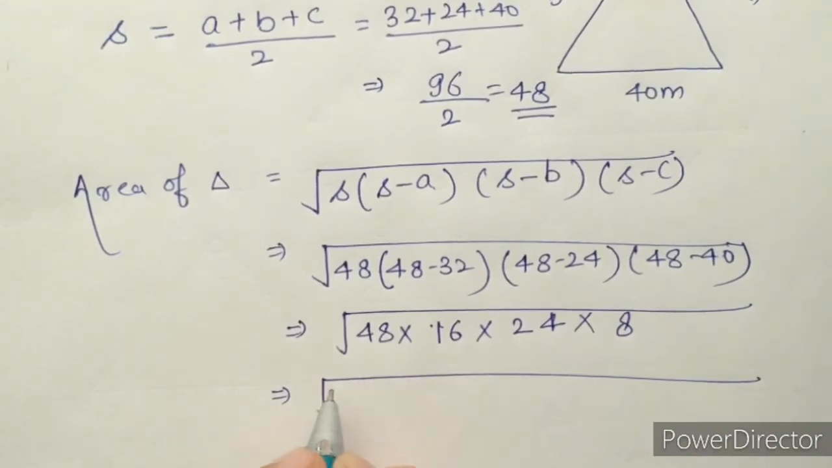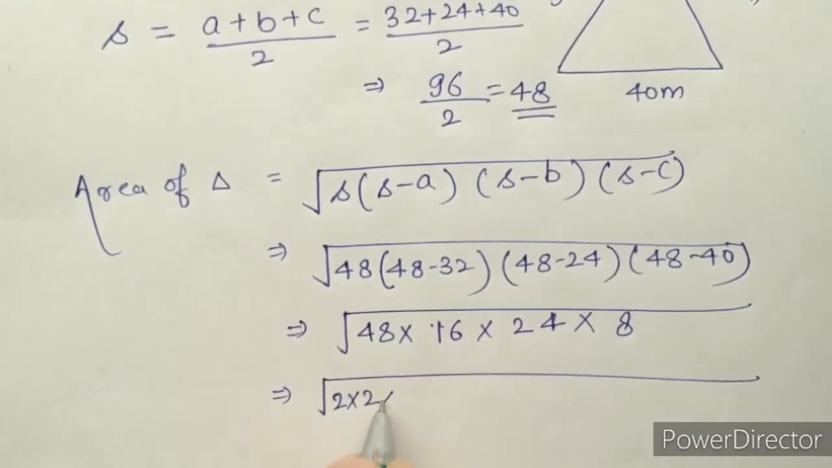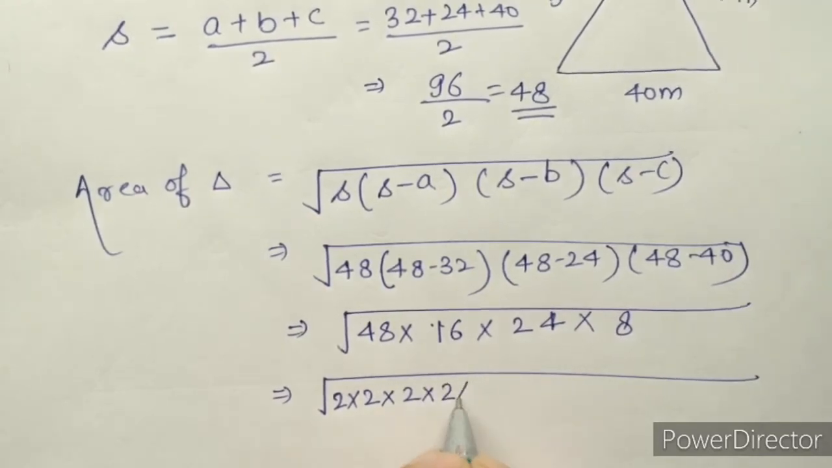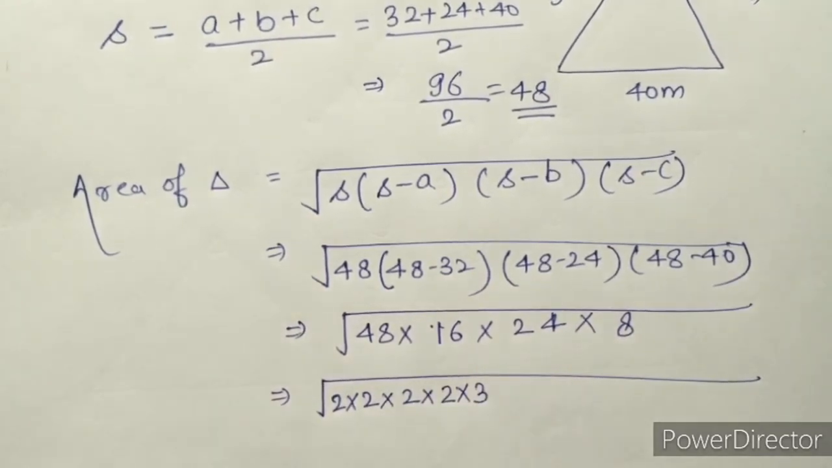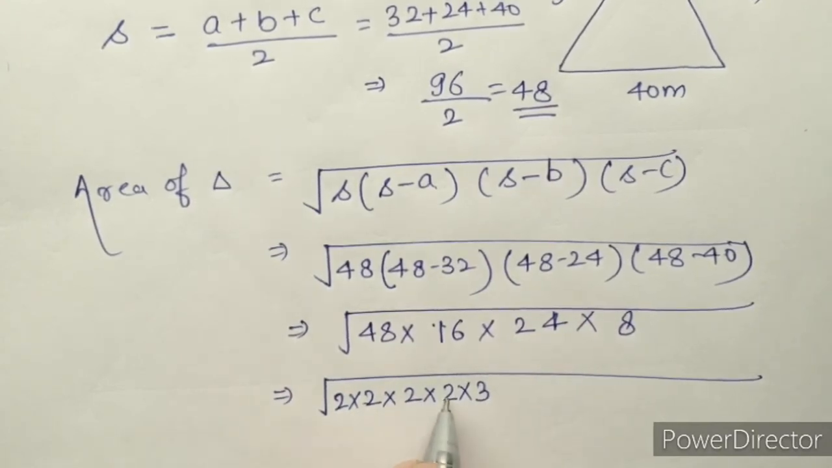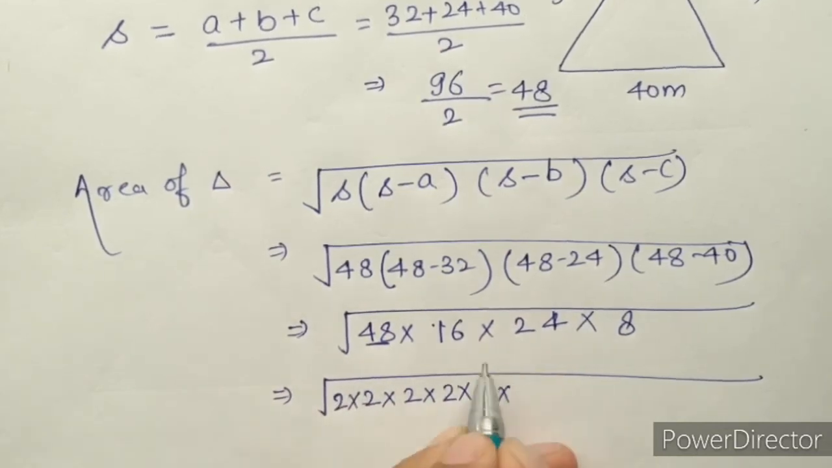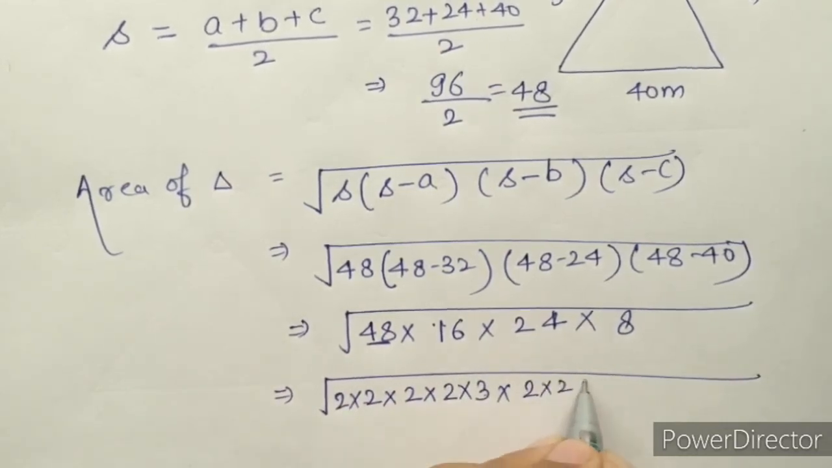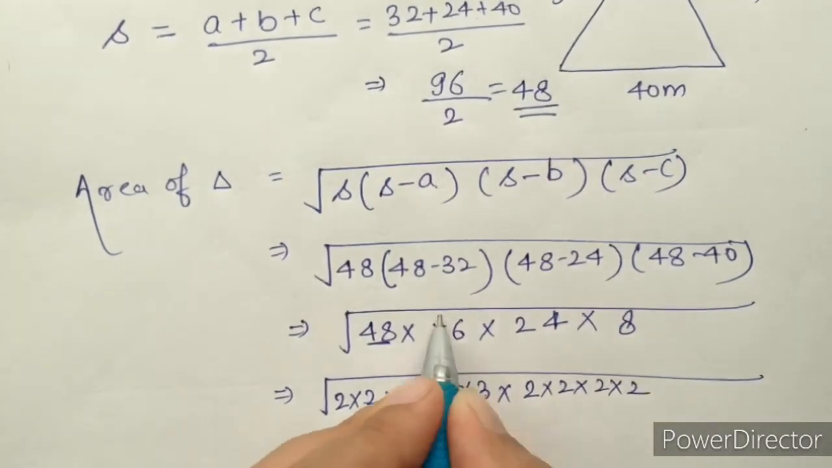First I will break this 48. 2 2s are 4, 4 2s are 8, 8 2s are 16, 16 3s are 48. Okay, all prime factors I have taken. This 48 is broken down like this. Now this 16: 2 2s are 4, 2 4s are 8, 2 8s are 16. This is also broken down.